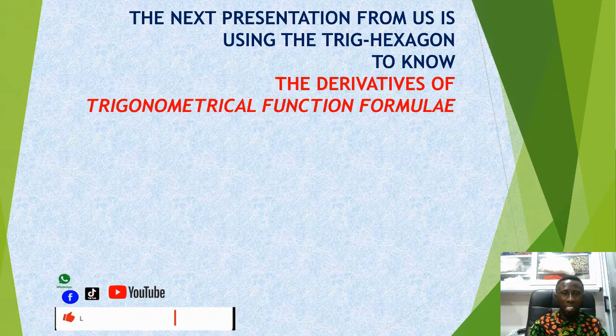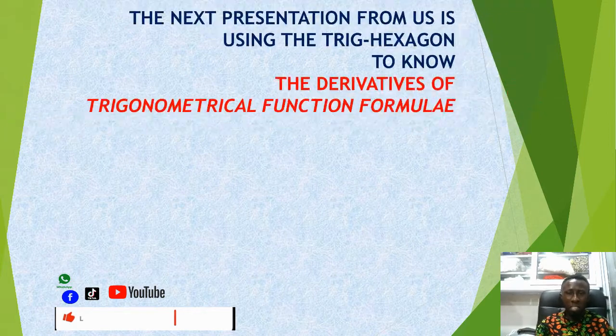The next presentation will be using the trig hexagon to know the derivative of trig function formulae.